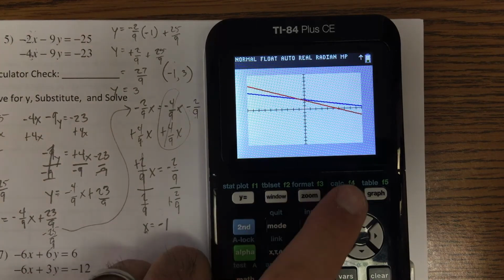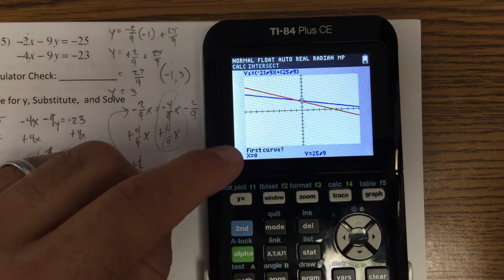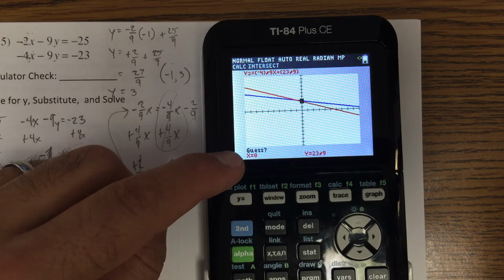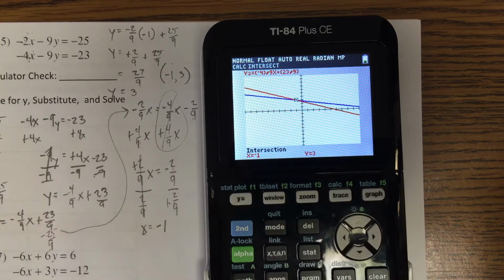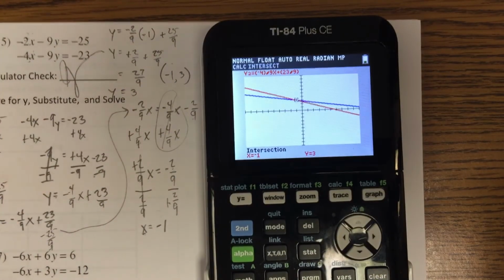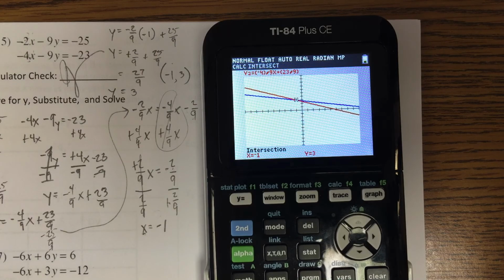Okay, so second, calc, intersect, enter. First curve, yes, enter. Second curve, that's the right one, enter. Do I want to guess? No, hit enter. And there it is. Negative 1, comma 3. Yay! Valdez did the math right. Sign off on that. That's a better squiggle. And we're good. So that's how you do your practice problems today. Have fun.